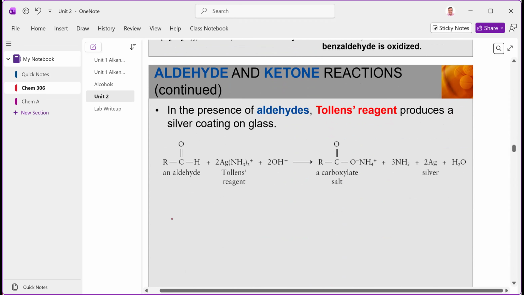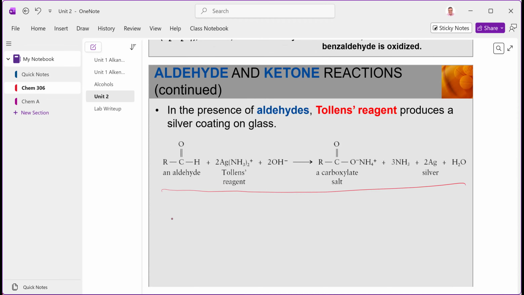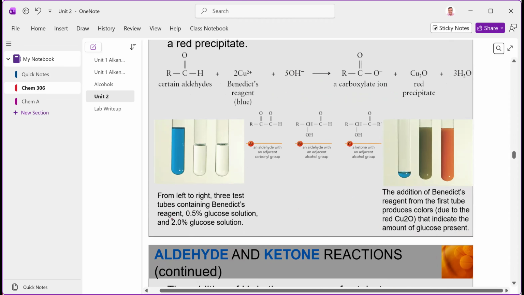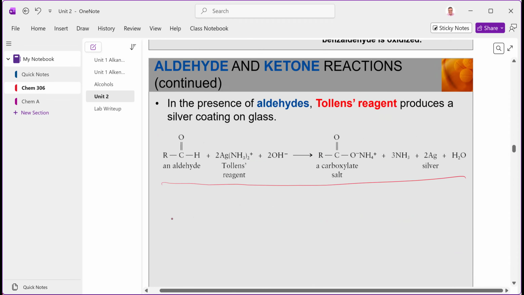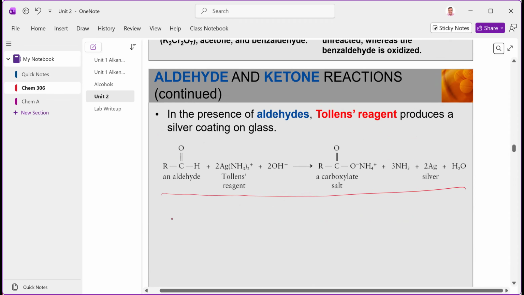Now, I'm going to stop here because this is a major reaction you're going to need to know. It's a major reaction on how you test for certain sugars, aldehydes, and ketones. There are two of them, Tollens reagent and the Benedict's test. You'll be using those when you do the carb lab.